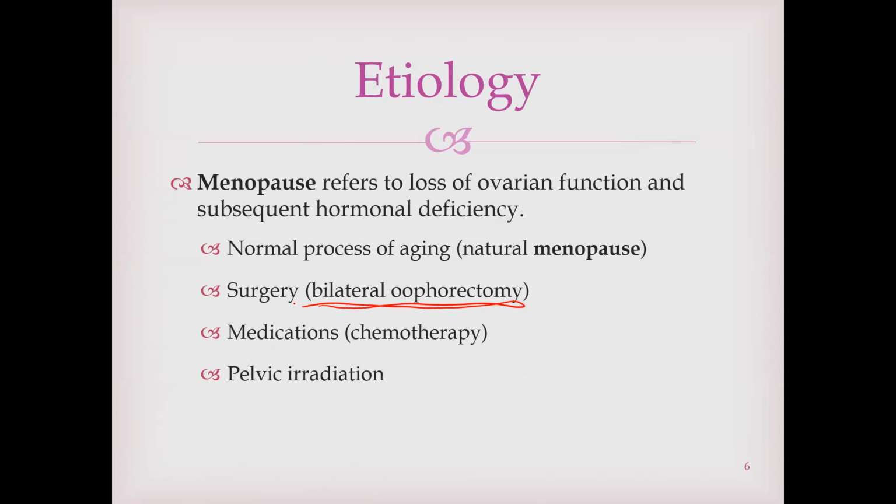Some medications can affect the way that our hormones function as well as the way those hormones attach to the receptors, so chemotherapy can affect menopause. And then pelvic irradiation: any cancers that affect the sex organs that receive radiation can cause onset of menopause.